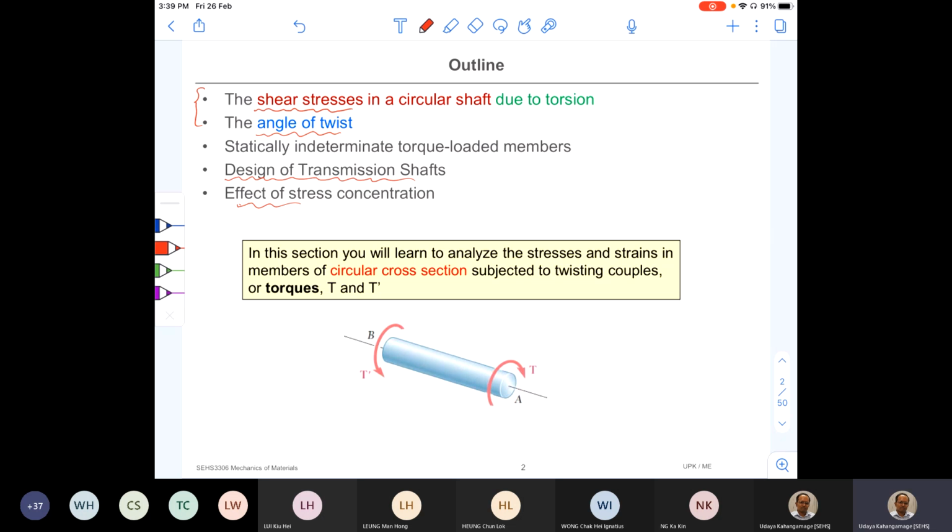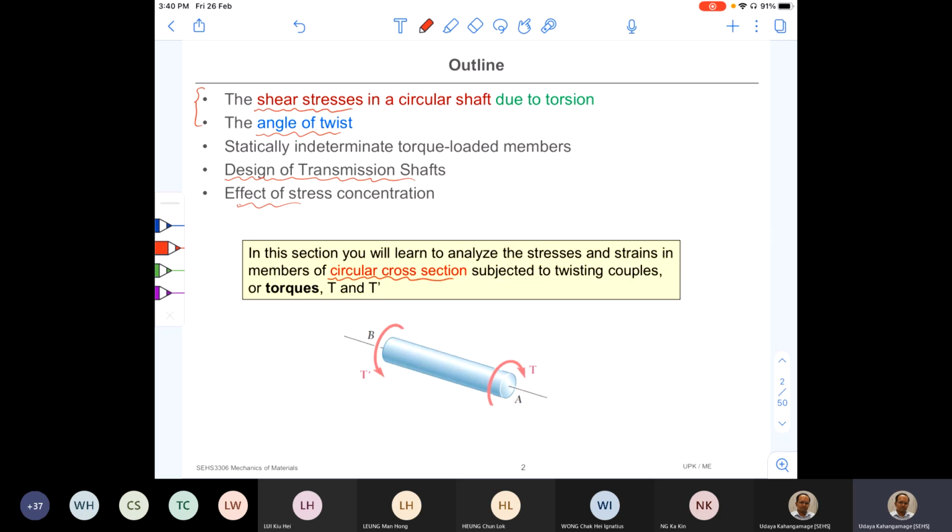Before I move forward, I want to emphasize that in this section, I'm going to limit my discussion to members subjected to this kind of twisting moment, and our discussion is going to be restricted to members with circular cross section. There's a reason for that. Normally, if the major mode of loading is torsion, the best cross-sectional shape to resist that load is the circular section. You will understand it later.